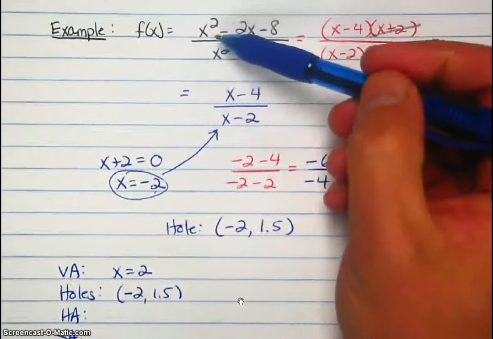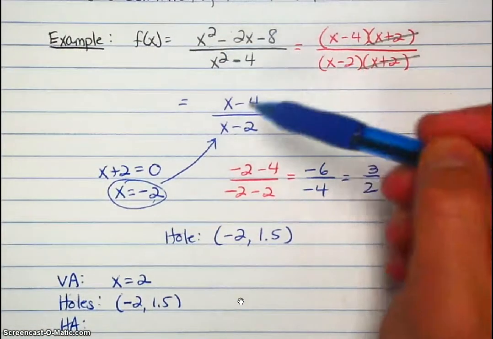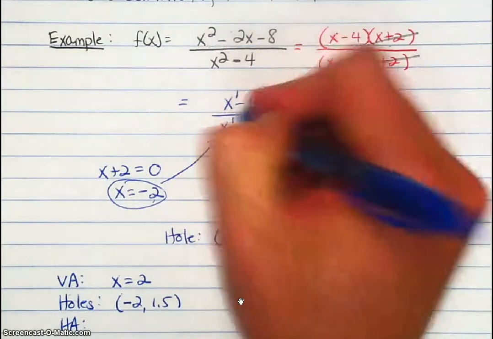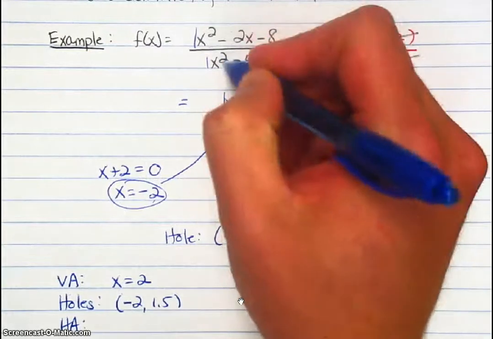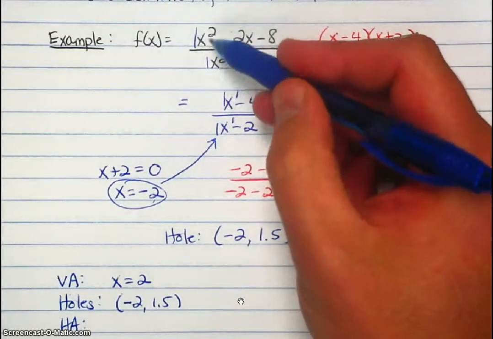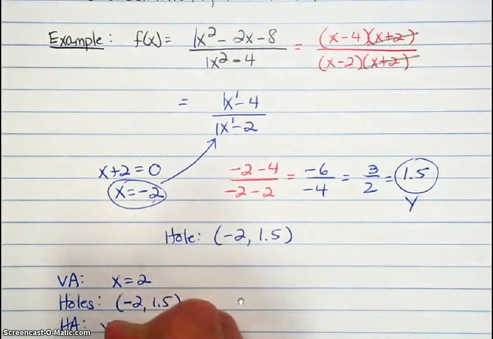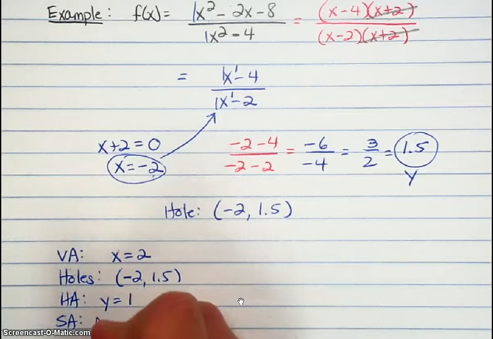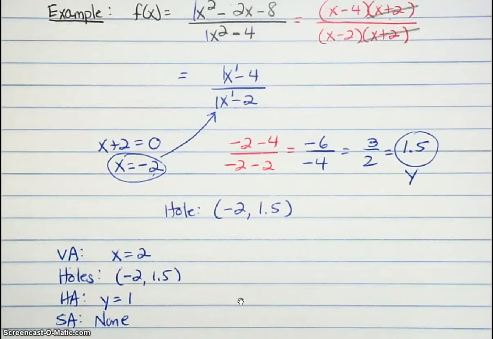For this problem, if we go back to the original, notice that the degrees are the same. You could also look at this problem where we've already canceled. They both have a degree of 1. And if we look at the leading coefficients, again, in either one, it doesn't matter because the degrees are the same. Since they're equal, we look at the leading coefficient, and we have a 1 over a 1. So that is my horizontal asymptote, y equals 1. And since we have a horizontal, we cannot have a slant. So that would be none for the slant.